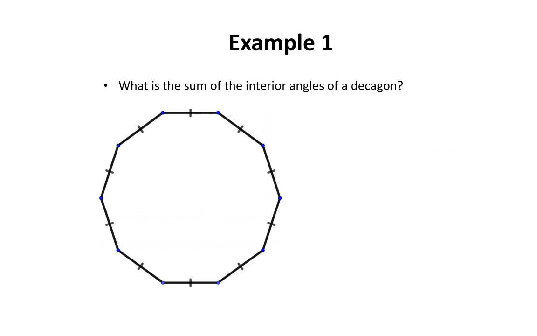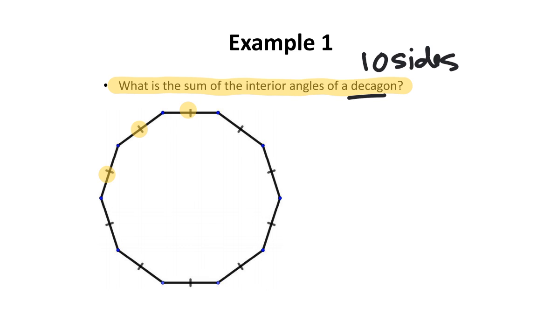In our first example, we are asked a question: what is the sum of the interior angles of a decagon? If you recall, a decagon is a polygon with 10 sides. An easy way to remember this is that a decade has 10 years. This decagon also happens to be a regular polygon since all sides are equal, and that also means that all interior angles are equal. Since we're trying to find the sum of the interior angles, we can use the equation we discovered in a previous lesson.